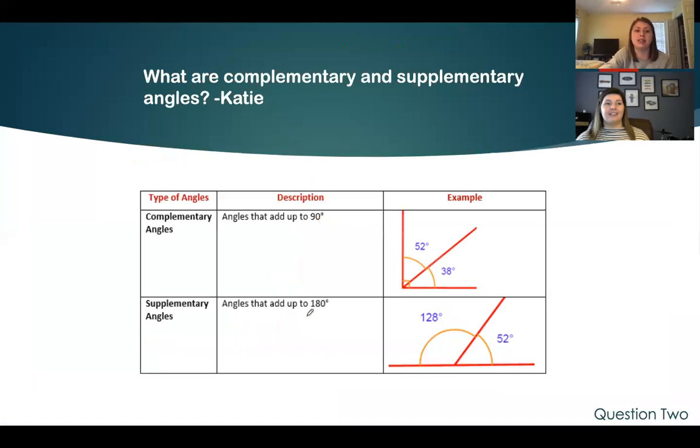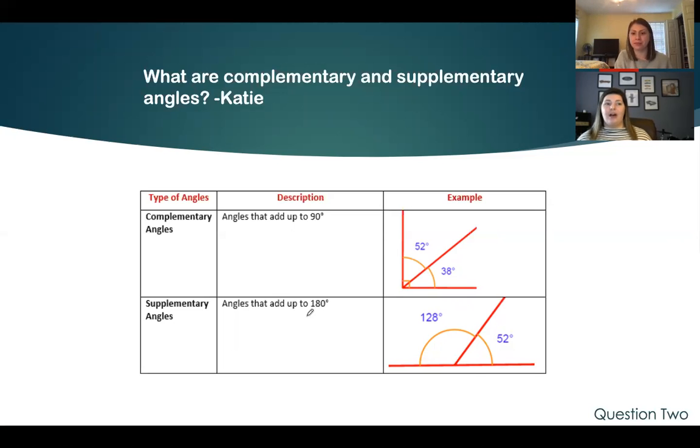Absolutely. So now that we've talked a little bit about that, let's move towards complementary and supplementary angles. Could you define those for us? Absolutely. The description for a complementary angle is an angle that adds up to be 90 degrees. And I know what that angle is. We just talked about it. What angle is that? It's a right angle. Absolutely. And then a supplementary angle would be an angle that adds up to be 180 degrees.